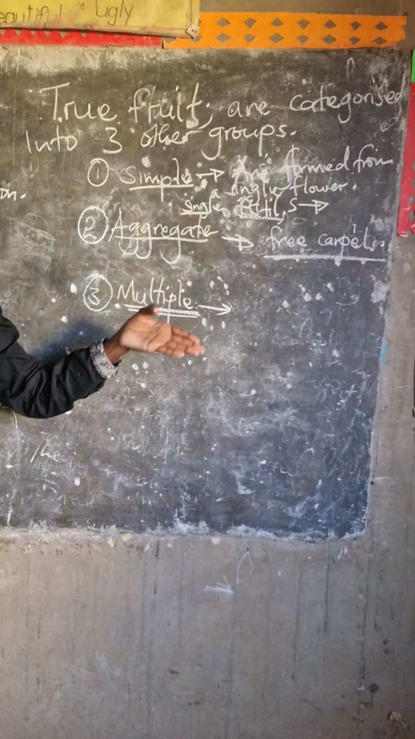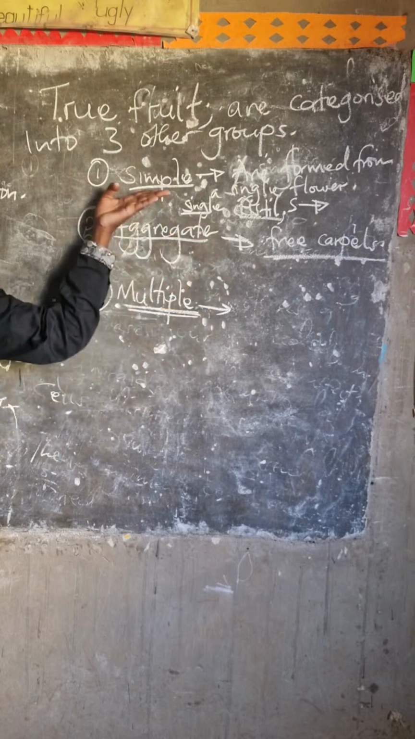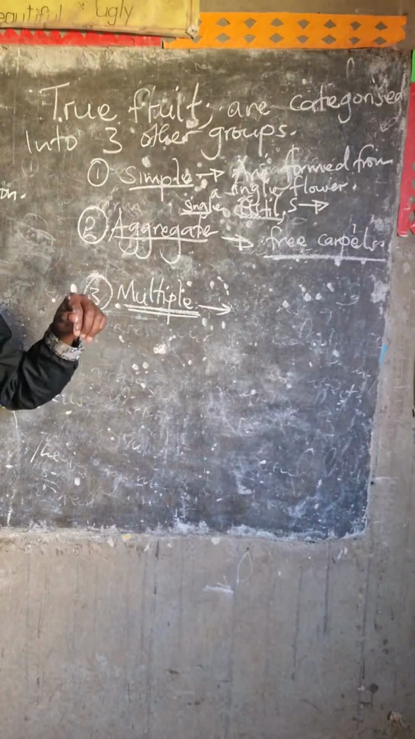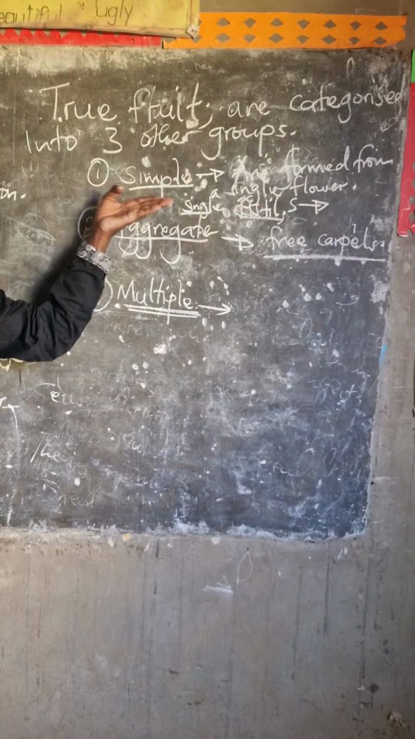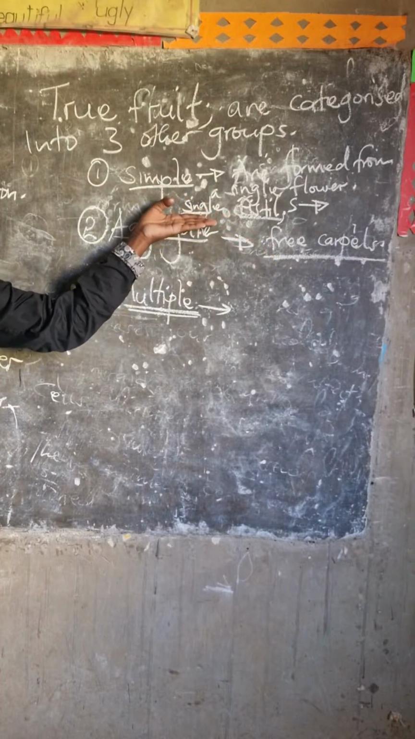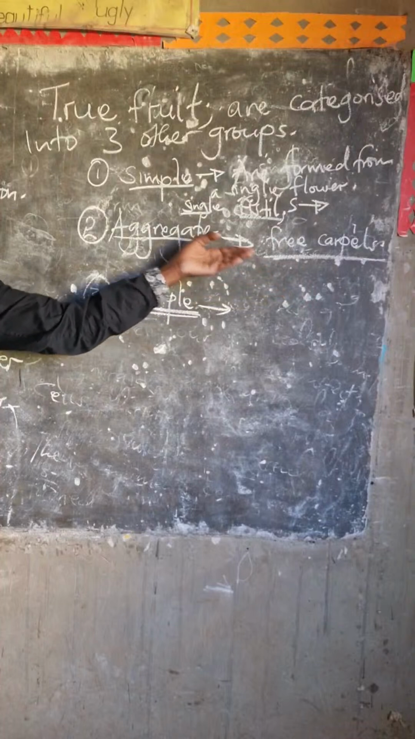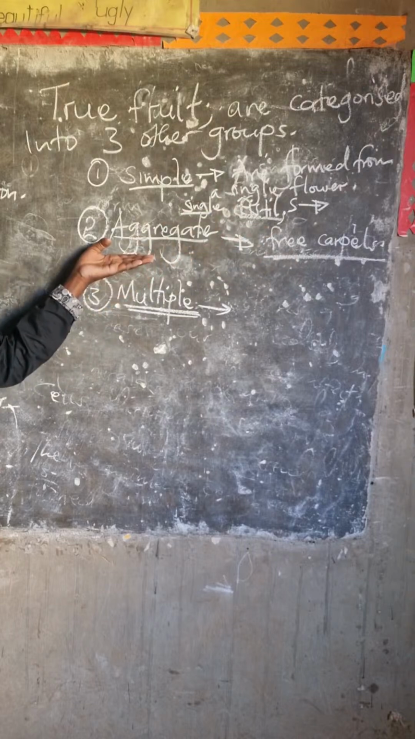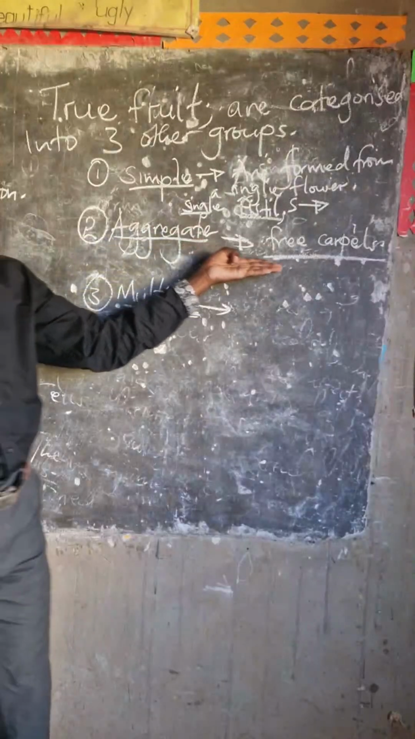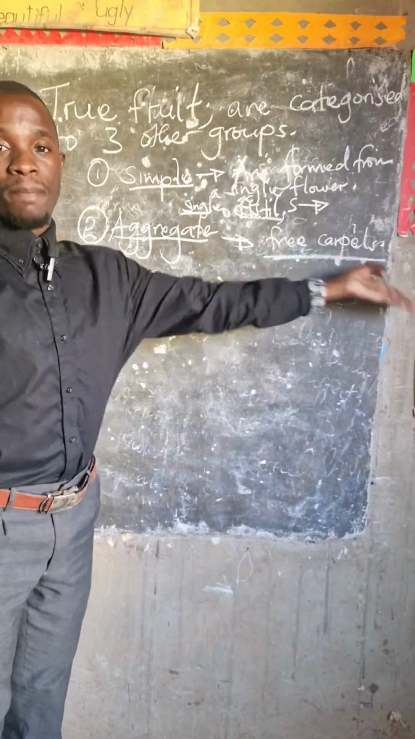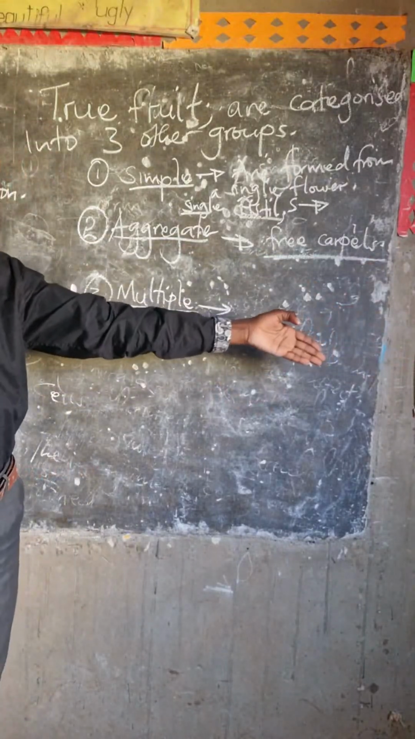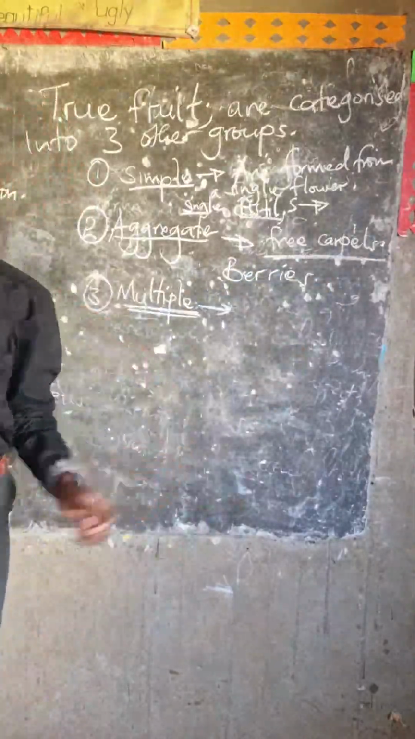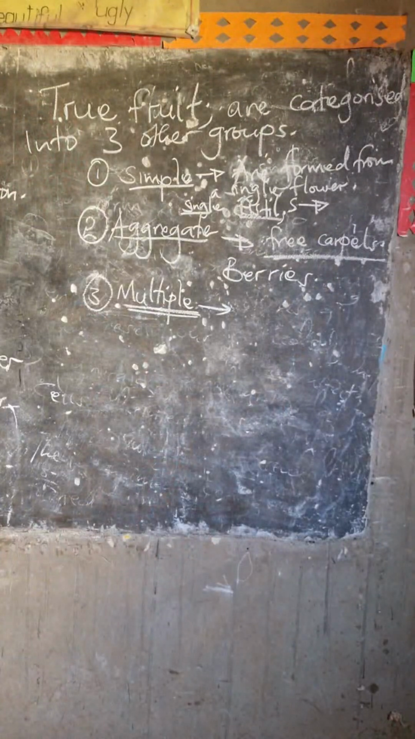We have very many. The legumes are simple fruits, made from a single flower with a single couple, monocarpous pistil, or syncarpous pistils. Then the aggregate fruits are made up of flowers with apocarpous pistils, several free couples. So you can give examples of berries here. If you don't know berries, we can show them to you. I'm going to show them to you.